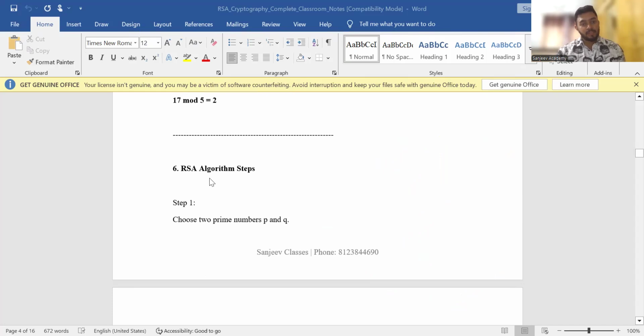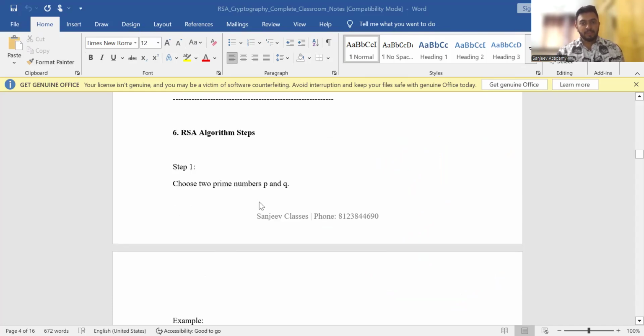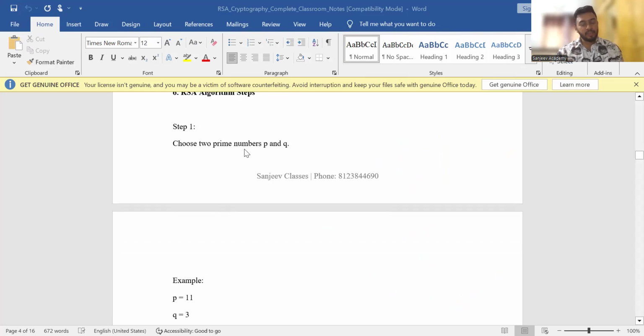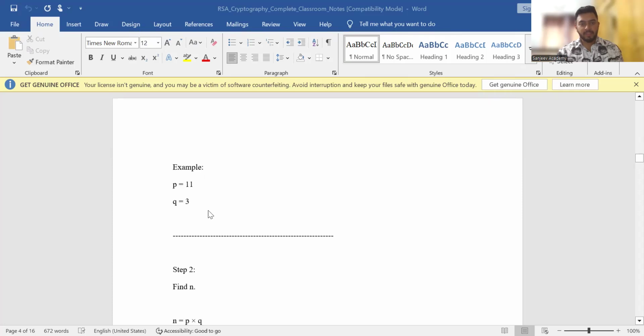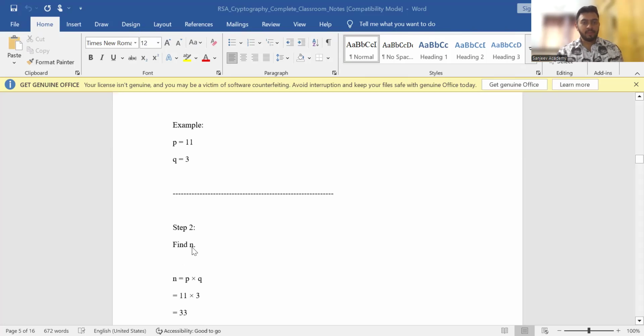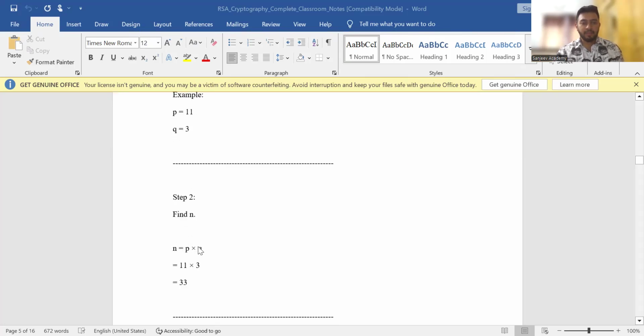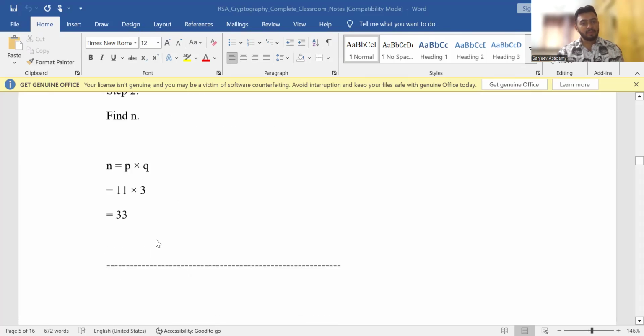And RSA algorithm steps. This is very, very important and very basic and very easy. Anyone can learn it just like this. So we just choose any two prime numbers P and Q. In this example for teaching notes, I just used 11 and 3. Both are prime. Then find n. N is nothing but P multiplied by Q. So 11 times 3 is 33.